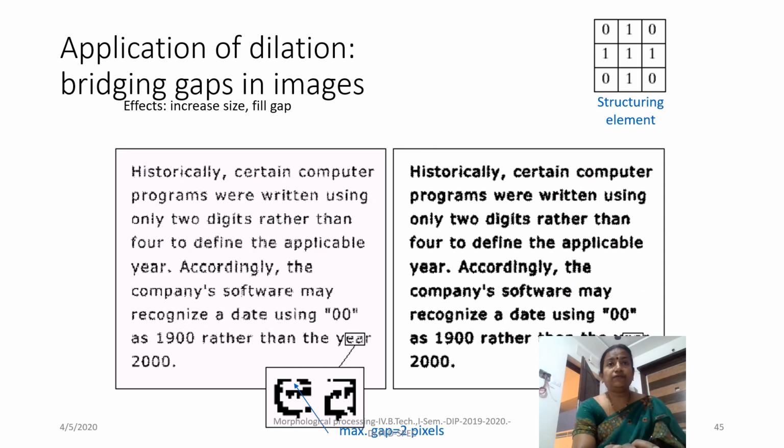This is another example of dilation, which is used for bridging gaps in images. Here, in the original image, each character has some gaps, so the letters are not complete. If you zoom in on the portion with YEAR, you can see gaps between the letters. We can fill these with the dilation operation using the structuring element. These bridging gaps will be filled by dilation.